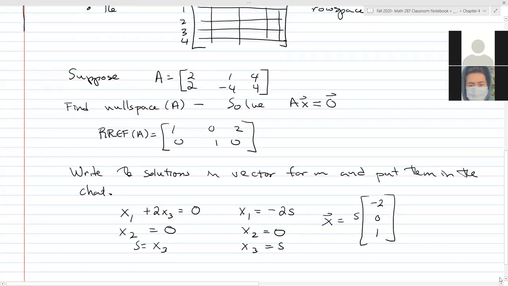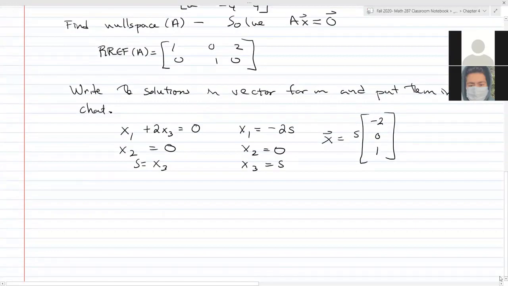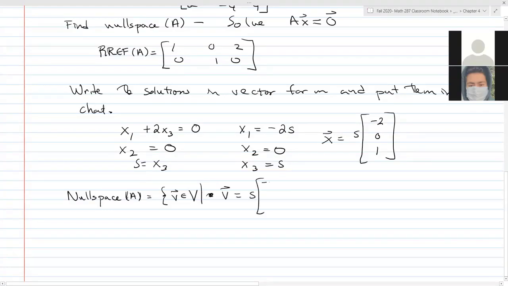So let's say then our null space, the solution to AX equals 0. My null space of A is going to equal the set of all vectors v belonging to V such that v equals s times negative 2, 0, 1 for s belonging to R. And that's what's called set builder notation.